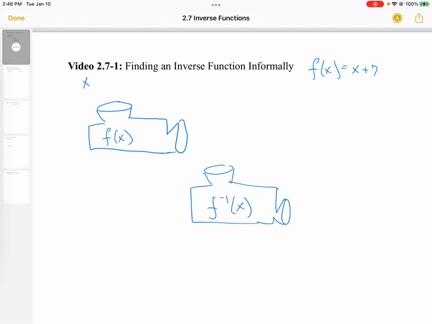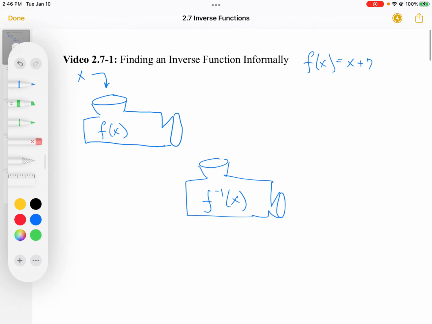So let's say we decide to input, say, a 3 into this function. And this is just an arbitrary number that I chose. So we take 3, we plug it into this function, and this function adds 7 to the 3. So out comes a 10.